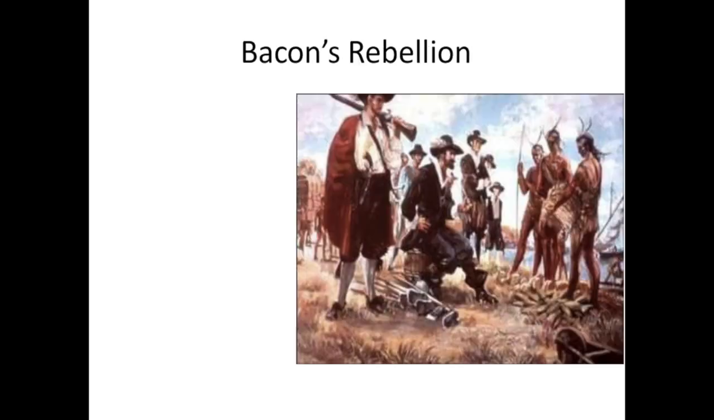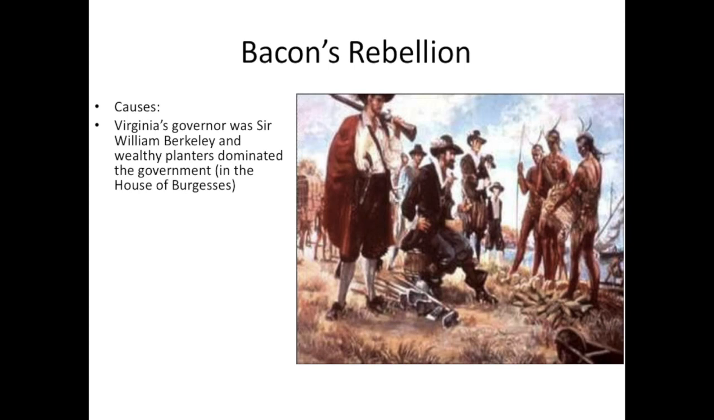First, let's talk about the causes. So the causes of Bacon's Rebellion is basically the fact that, well, first, the wealthy planter class is dominating the government in Virginia. By the way, Bacon's Rebellion occurs in Virginia. And at the time, the governor was a man named William Berkeley. The capital of Virginia was still Jamestown.